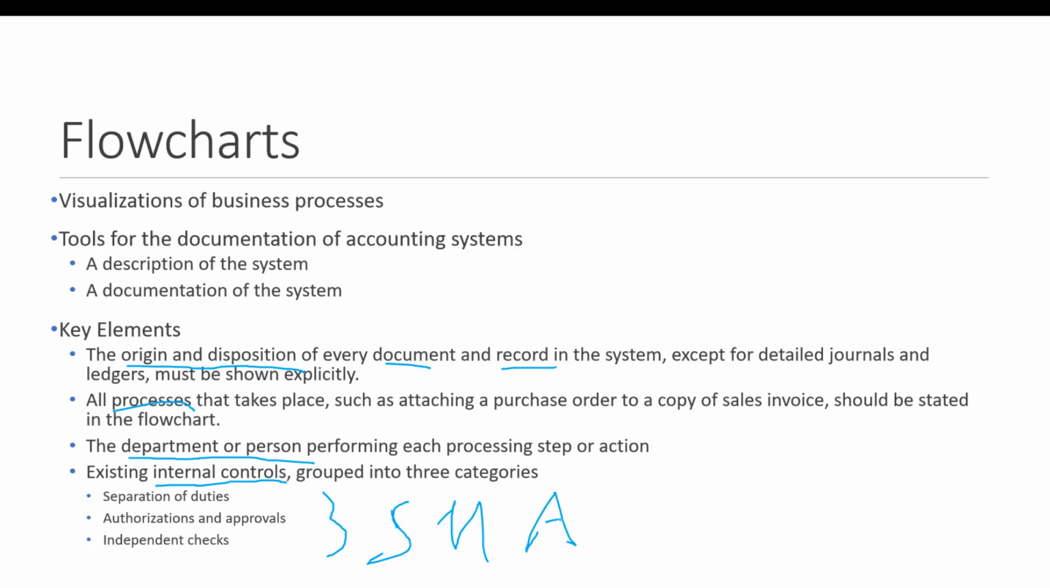The key elements of flowcharts are very important. There are 4 elements. You have to show where the process starts and where to dispose of the document and record. You have to show all the processes, then the people who perform the process, and also the internal control.